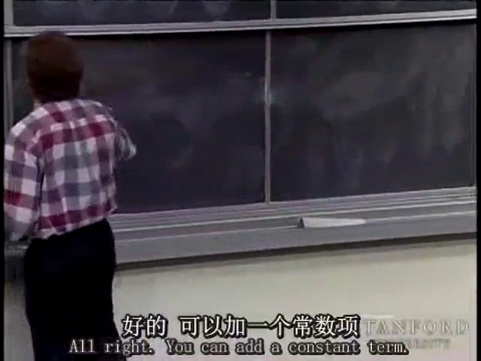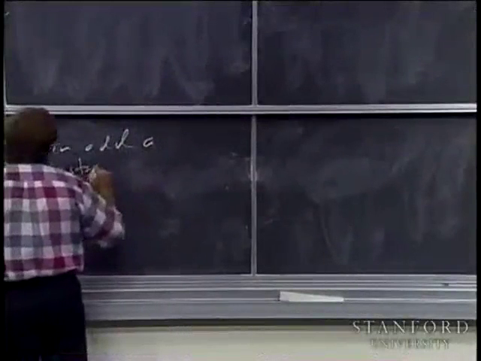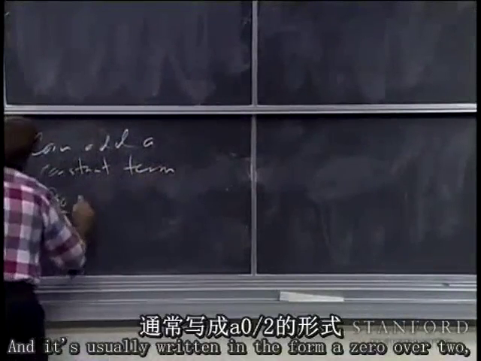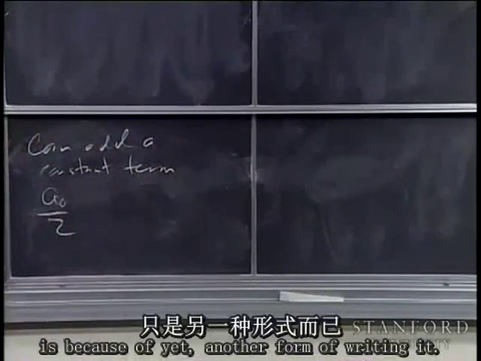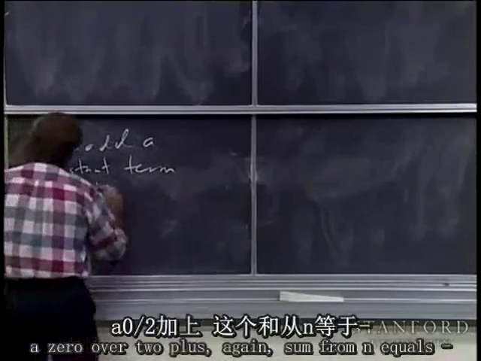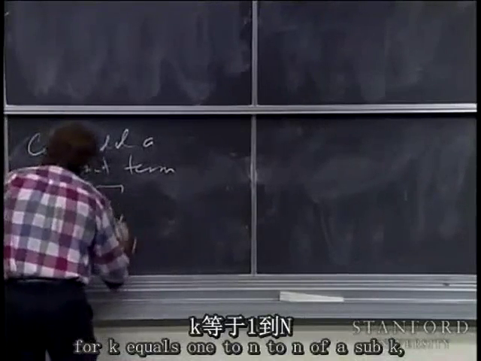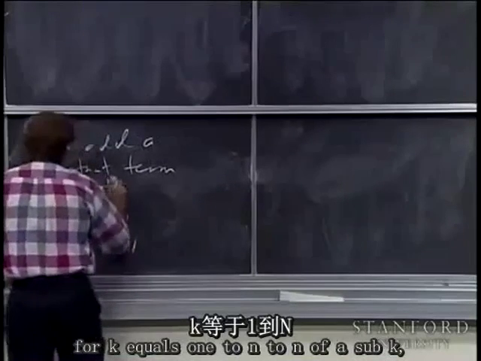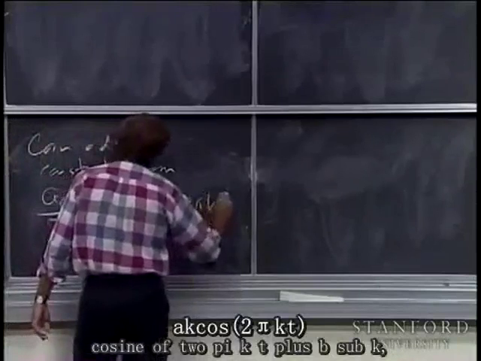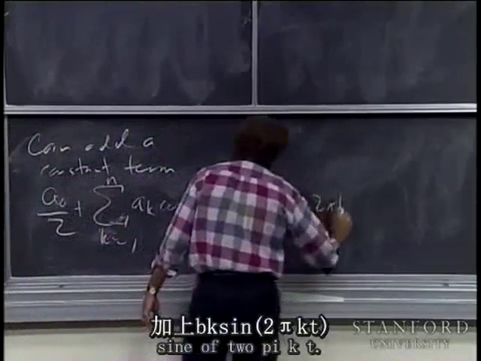Right? You can add a constant term. It's usually written in the form a0 over 2. The reason why the a0 over 2 is in there is because of yet another form of writing it. Let me just write out the rest of it. a0 over 2 plus, again, the sum for k equals 1 to n of a sub k cosine of 2 pi kt plus b sub k sine of 2 pi kt.